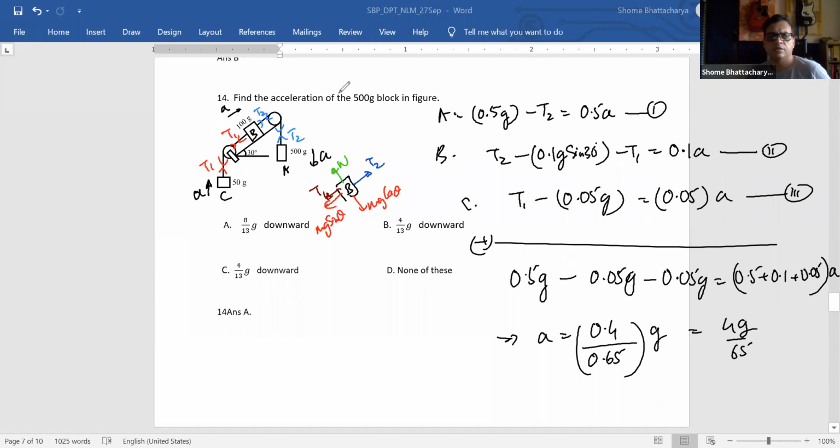Something I've done wrong in calculation, is it? Just a minute. What is the calculation mistake I made here?